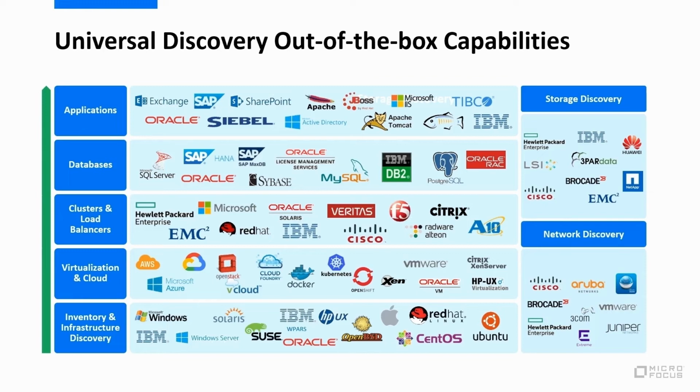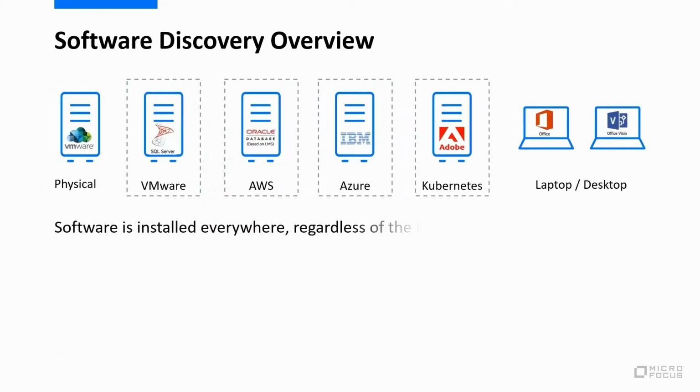Additionally, Universal Discovery can discover storage and network devices and can also map how those devices are shared amongst your server infrastructure. An important point to keep in mind is that software is installed everywhere, and it does not matter the hosting platform that is being used. Software is installed on physical devices, on virtual devices, on cloud devices, and on laptops and desktops.